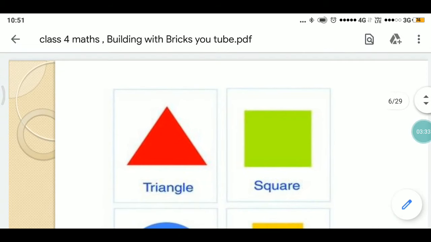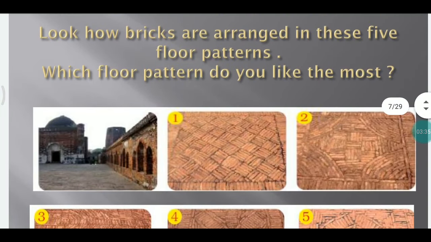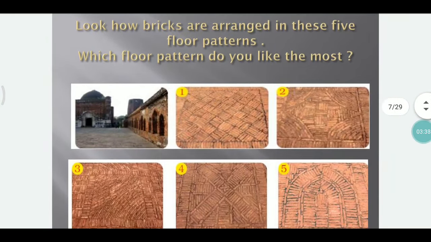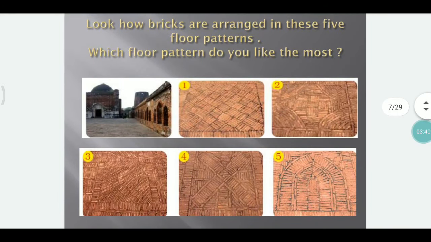Students, look at page number 7. Look how bricks are arranged in these 5 floor patterns. Which floor pattern do you like the most?